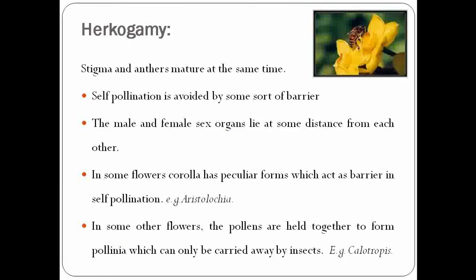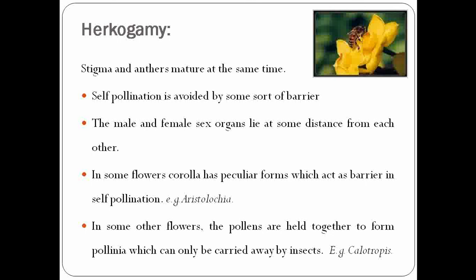Then the next condition is herkogamy. Here, even though there are some conditions which can favor self pollination, in those flowers also cross pollination can take place. So just see here, self pollination is avoided by some sort of barrier. The male and female sex organs lie at some distance from each other. That's why self pollination is avoided and cross pollination can take place.